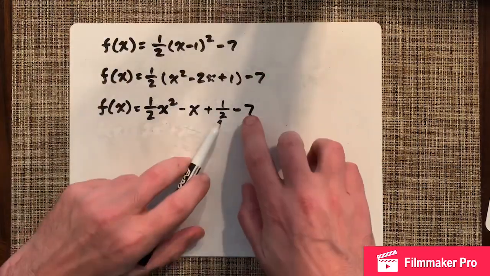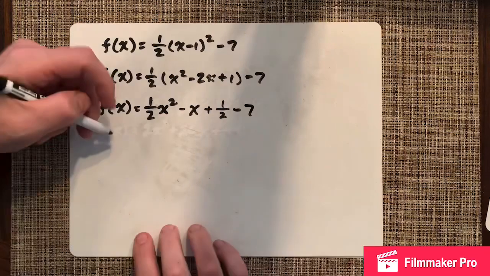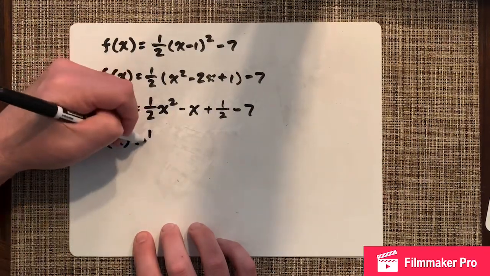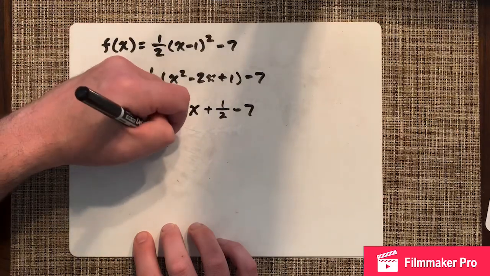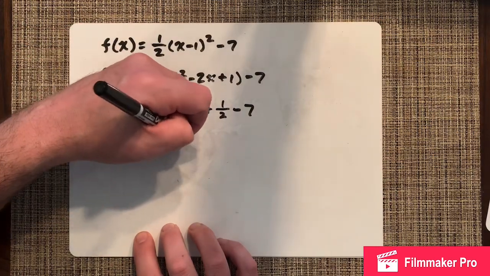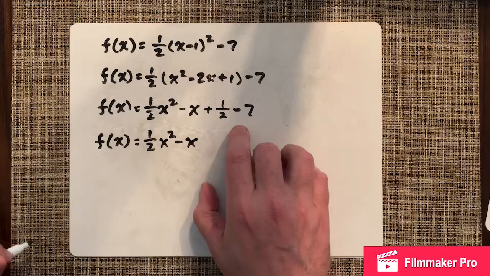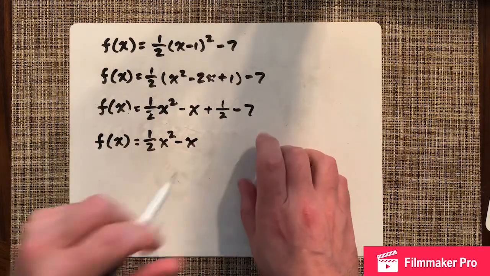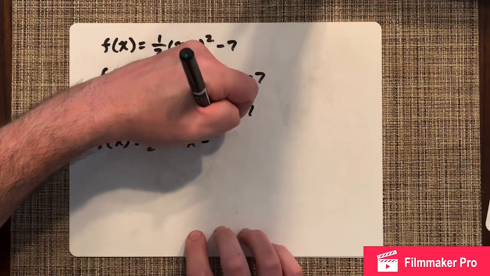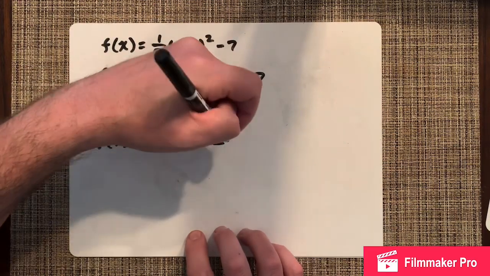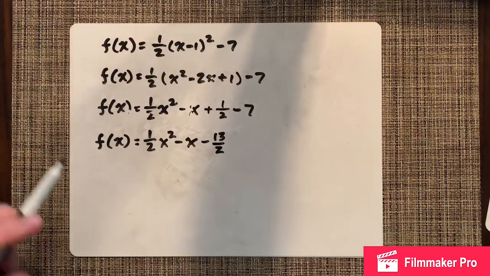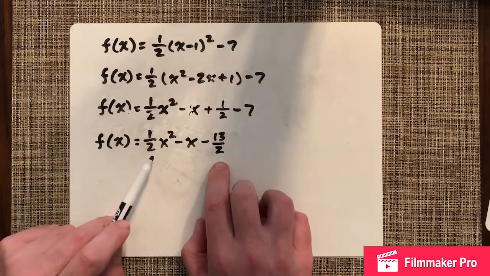Okay, now all I have to do is combine these two constants. So f of x is equal to 1/2 x squared minus x, and then 1/2 take away 7: -14 plus 1 would be -13 over 2. See, it helps to know those little 5th and 6th grade facts to make my life easier, if you could say that. This is now what I have to work with.